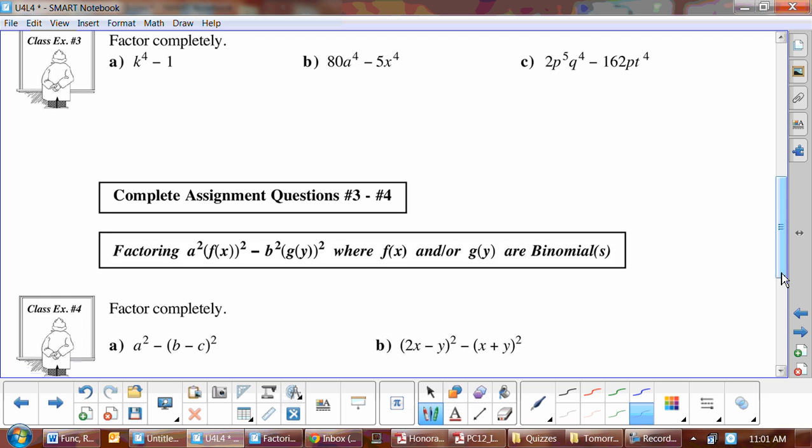Now k to the 4 minus 1. Is this a difference of squares? Yes, it is. Because what times what equals k to the 4? k squared, right? So this would be k squared minus 1 and k squared plus 1.